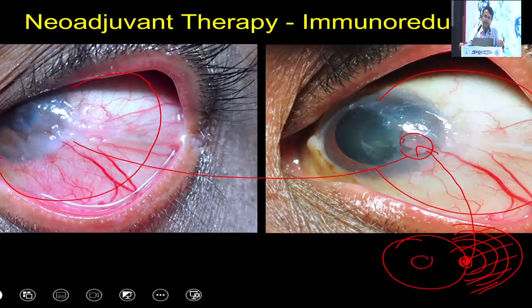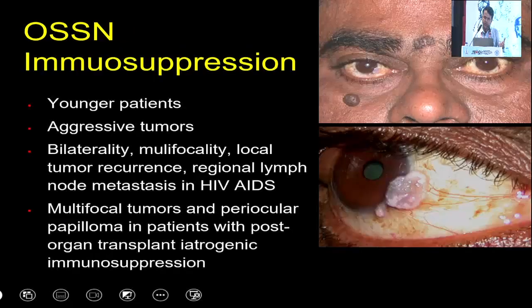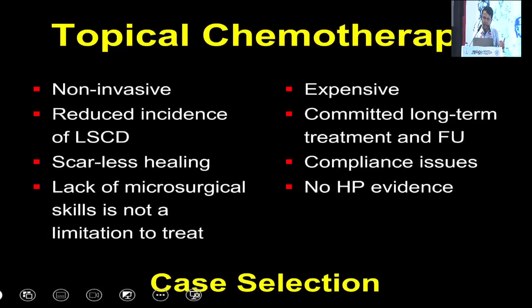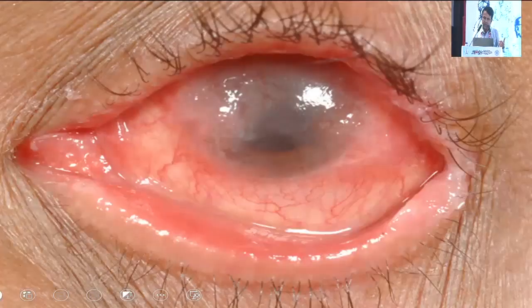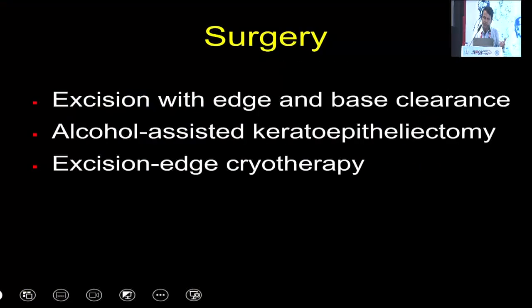So if you have a critical situation where vision is very important for the patient, the other eye may have been blind or having amblyopia, etc., there you want to have minimal surgery. That's the reason why you do immunoreduction, and finally immunomodulation in patients who are predisposed to these tumors. So case selection is very important for topical therapy. Whenever you have a diagnosis in doubt or whenever you have a scleral invasion, you don't want to use topical therapy at all. Quickly about surgery.